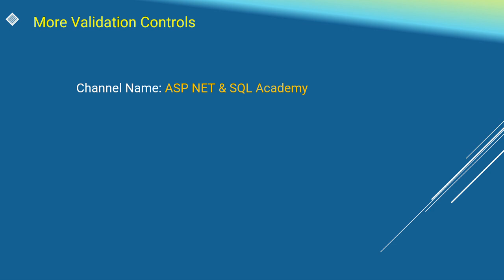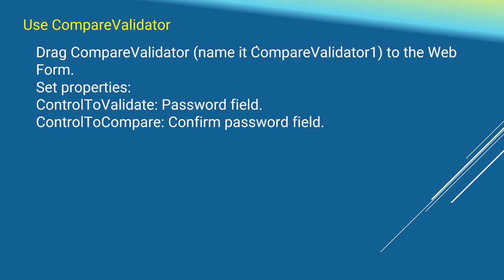Welcome to our tutorial on using validation controls in ASP.NET WebForms. First, let us implement a compare validator. Drag the compare validator control onto the web form and name it compare validator 1. Set the control to validate property to your password field and the control to compare property to the confirm password field. This validator ensures that both the password entries match before submission.